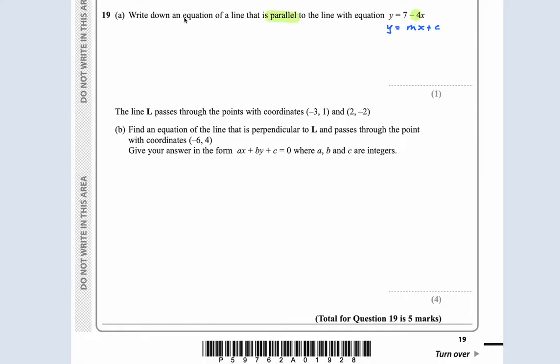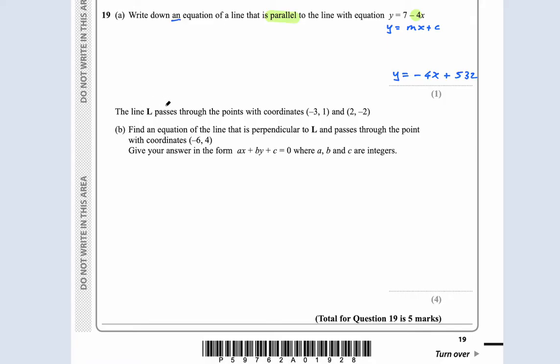So it says write down, and it's only one mark, so I don't need to show any working, an equation, so any equation of a line that's parallel to this line. So all I need to do, guys, is write down y equals minus 4x. That's the key, that you've got minus 4. That's what gives you the right answer. And then you can do plus anything you want. You can do plus, you don't put anything. You could do plus 0, or you could do plus 532, whatever. Any number, that doesn't matter so long as you have the minus 4x.